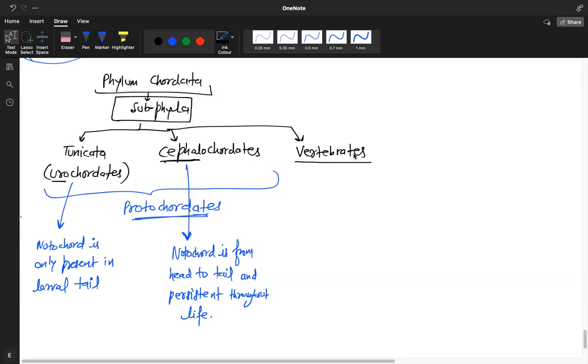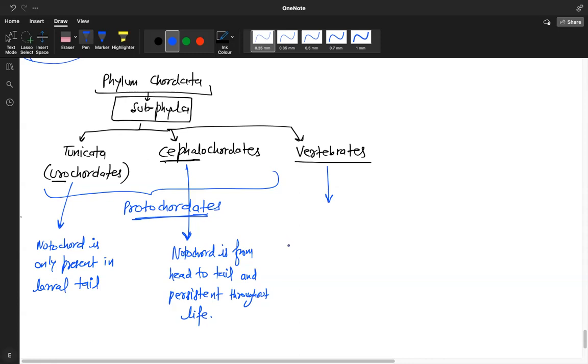If they lose the notochord, I'm not sure, but it is kind of replaced by the vertebral column. Exactly, perfect. So that's what happens. Vertebrates also have a notochord which is complete from head to tail during the larval or embryonic stage, as you said. Now we know that the notochord is muscular, right?